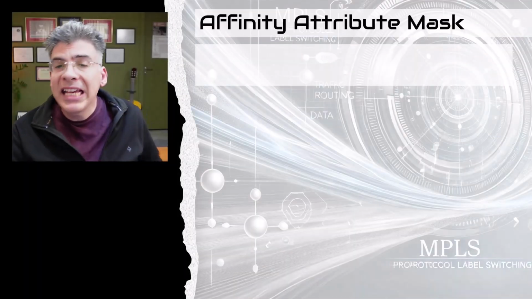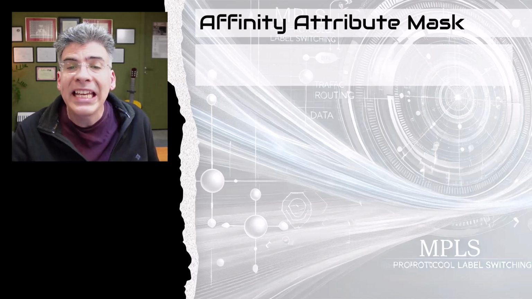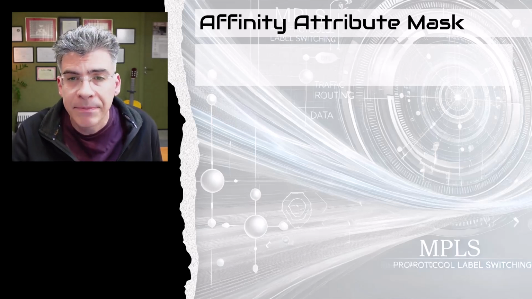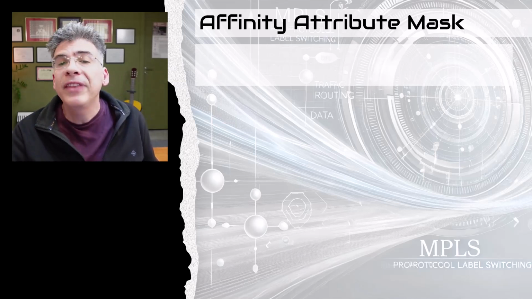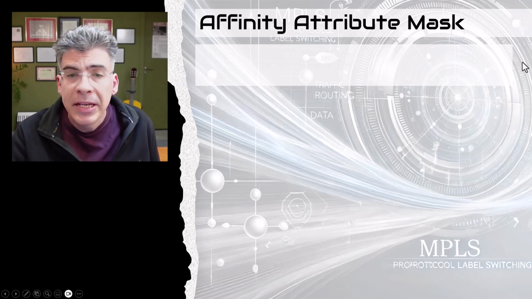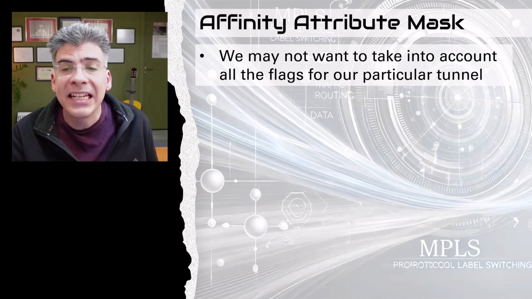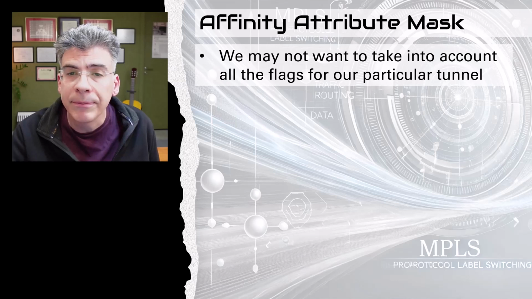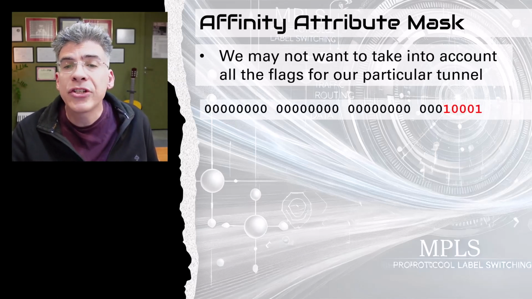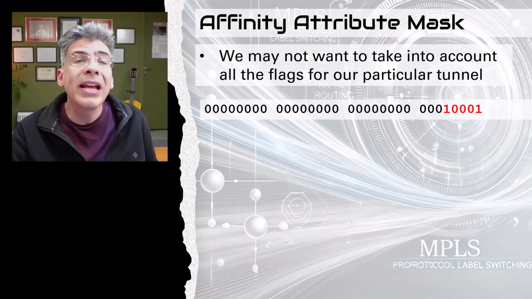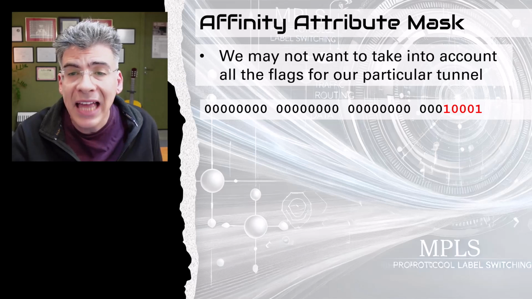Now, there's one more thing I'd like to mention before we go into how we can define what each individual flag means. As we said, there are 32 affinity attribute flags that we can choose from. However, we may not want to take all flags into account for our particular tunnel. Let's say that for our tunnel, we want to match only the 5 rightmost bits, but we want to ignore the values of the rest of the flags.